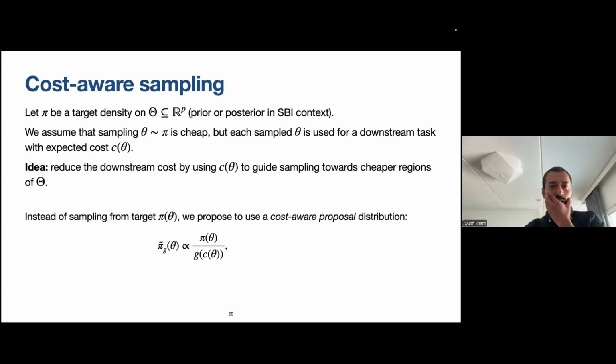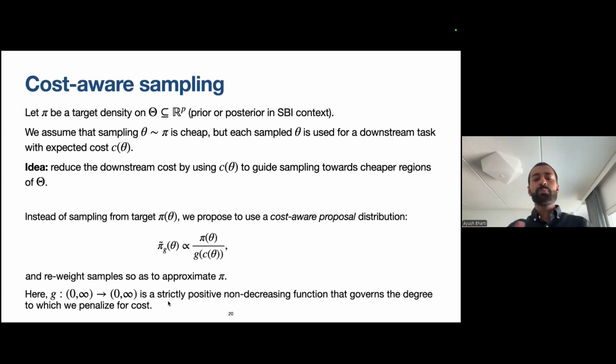In order to do that, we introduce what we call a cost-aware proposal, which is proportional to this target pi. It's basically pi, your target, divided by some transformation of the cost. Here G is a strictly positive non-decreasing function that basically penalizes the cost. You could take G to be the identity function and then it becomes pi of theta divided by the cost, or you could take the square of the cost, or the square root of the cost, and so on. That's how we construct this cost-aware proposal.